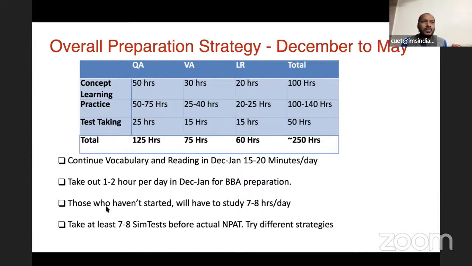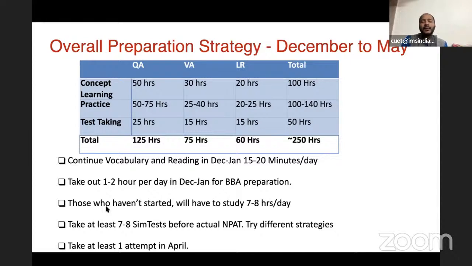It's just that out of those students, many are able to crack it, and many are also not able to crack it. The most important part is taking the mock tests. When you go into the NPAT paper, we'll discuss the NPAT test taking strategy next slide. For that, you'll have to take a lot of mock tests and try different strategies to identify what works the best for you.